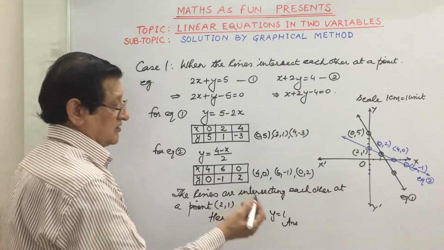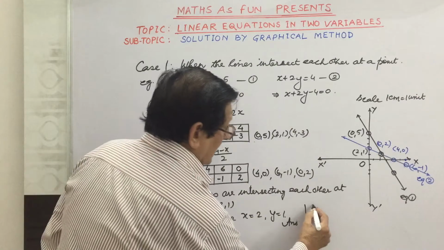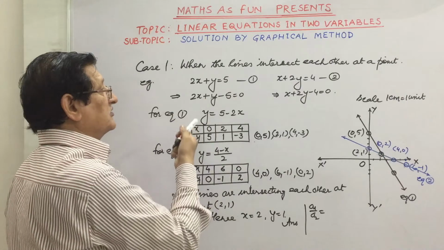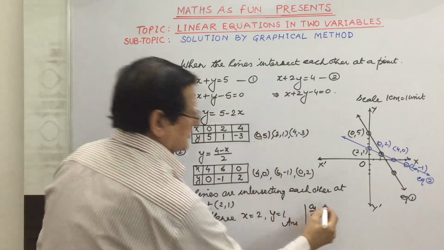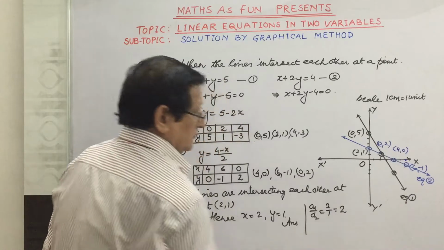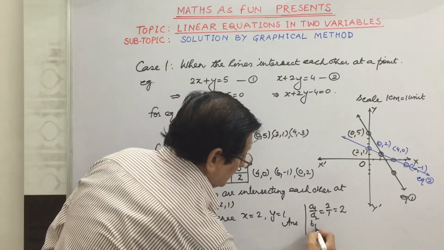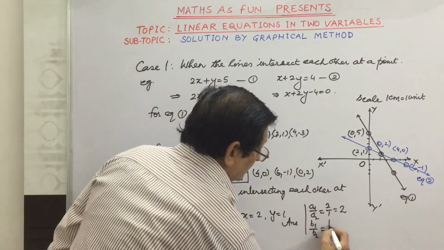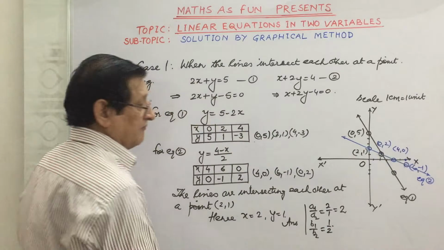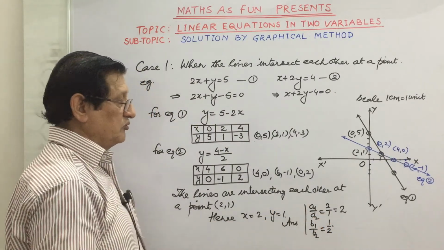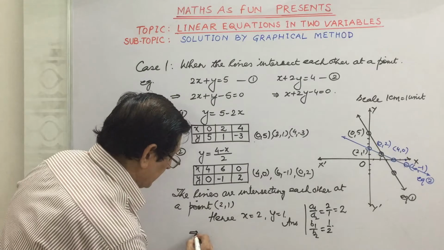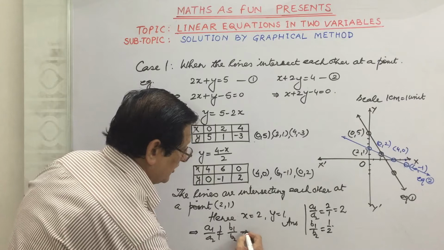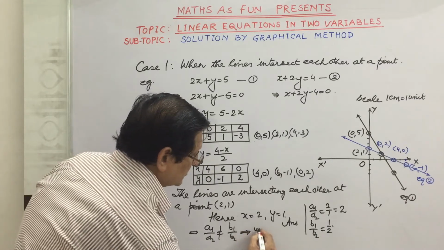Let's see something else now. Suppose we take a1 upon a2. Here a1 means the coefficient of x in the first equation, and a2 means the coefficient of x in the second, that is 2 upon 1, that is 2. What about b1 upon b2? The coefficients of y. Here it comes as 1 upon 2. So what we are finding is that a1 upon a2 and b1 upon b2 are not equal. So a1 upon a2 not equal to b1 upon b2 gives us a unique solution.